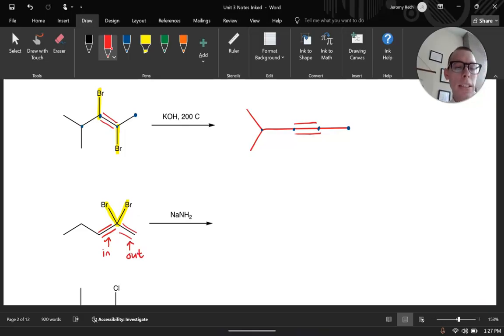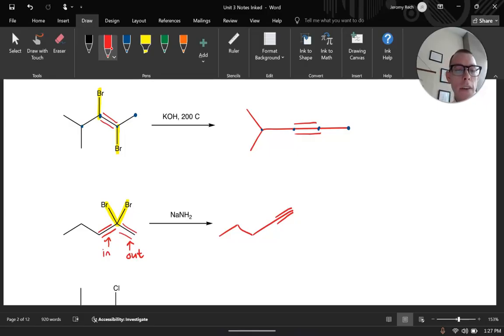And the choice of base here is going to matter a lot. So here in this specific example, we're using our sodium amide. And sodium amide is really good at doing external, and it will not do internal. So here, your product would be a structure that looks like this. So 1, 2, 3, 4, 5, 1, 2, 3, 4, 5, with your triple bond all the way at the end.